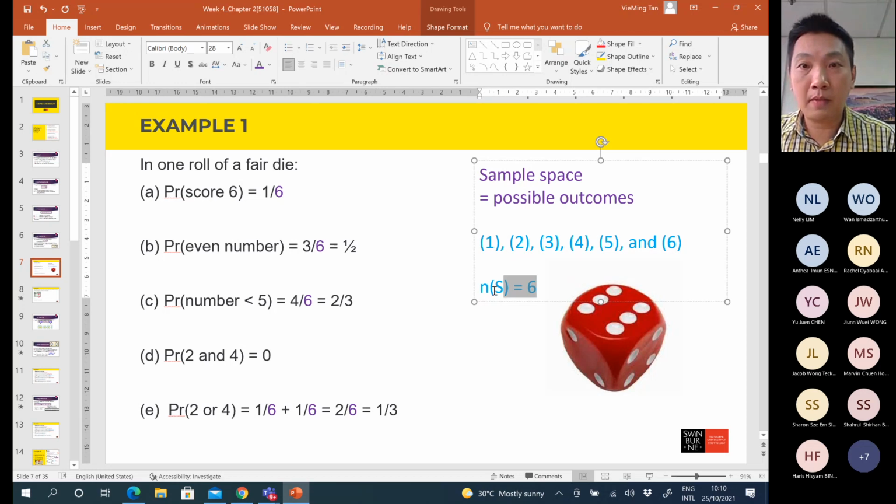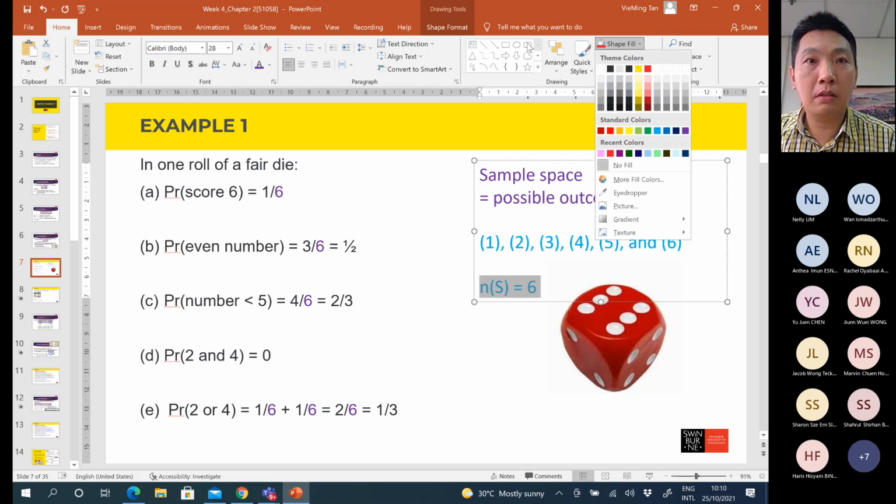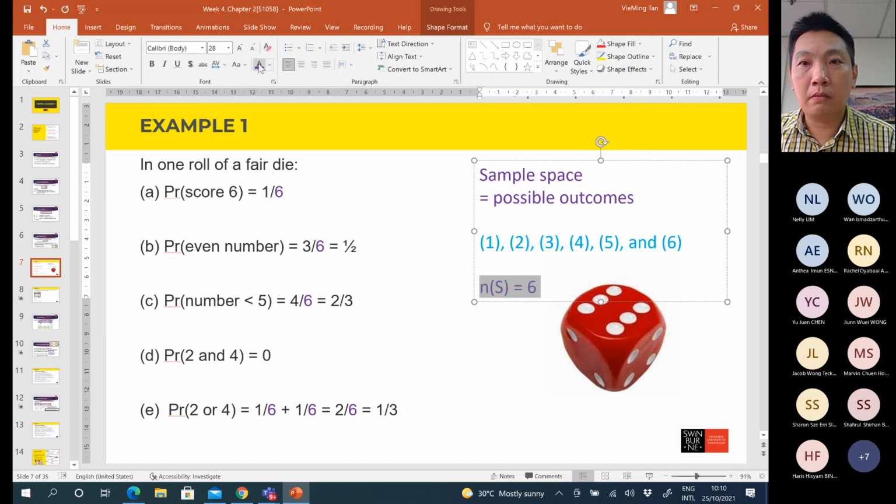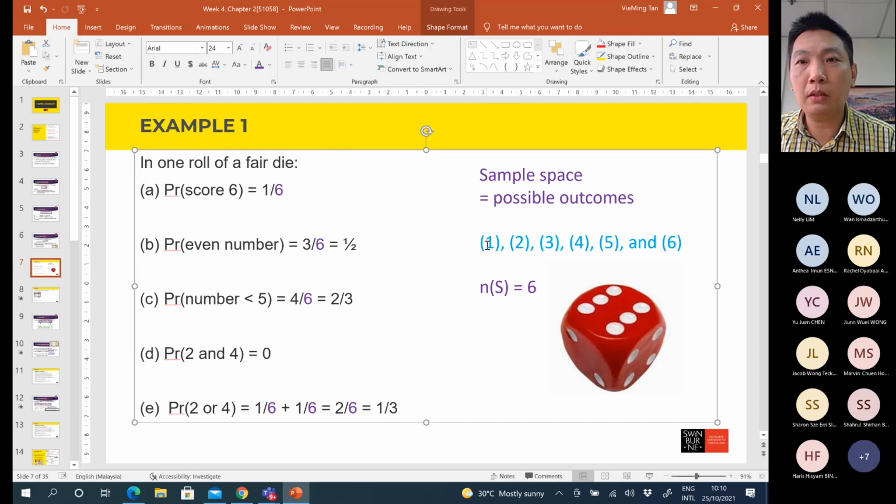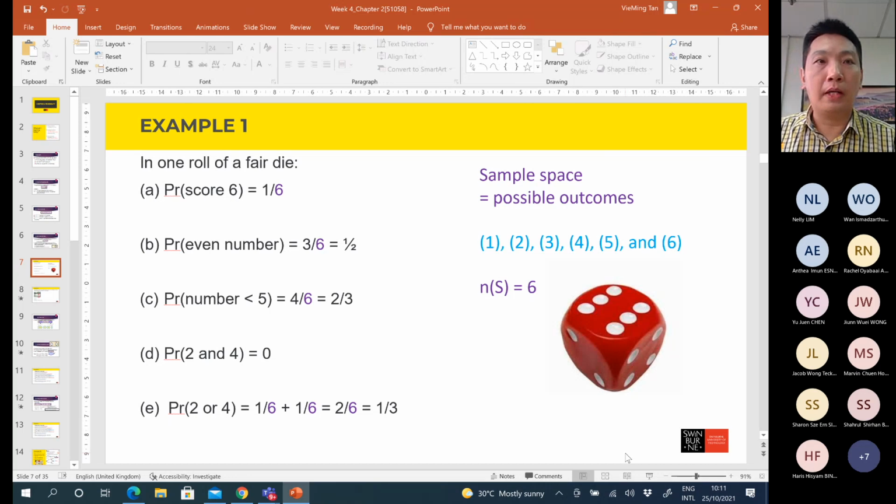I use purple color. Because of scores 1, 2, 3, 4, 5 until 6, your n(S) is equal to 6. So far so good. Let's try question A. Part A: what is the probability you will get score 6? Score 6 means this one.